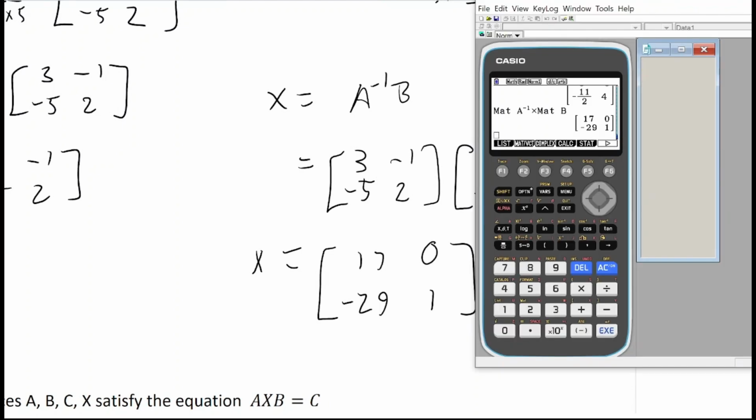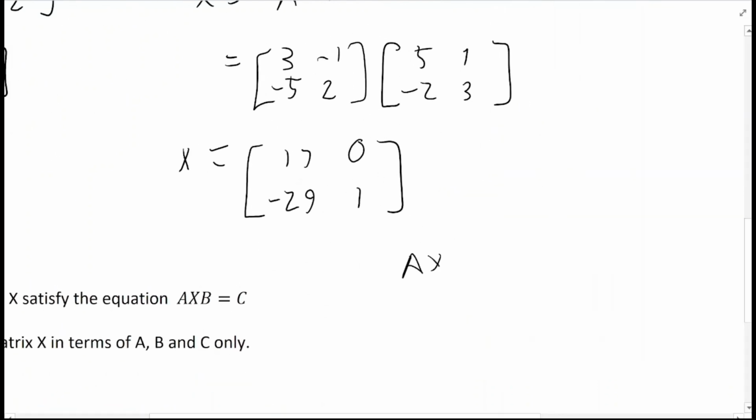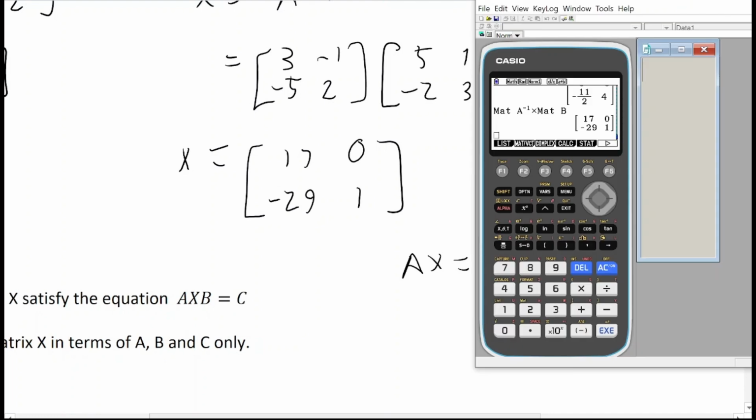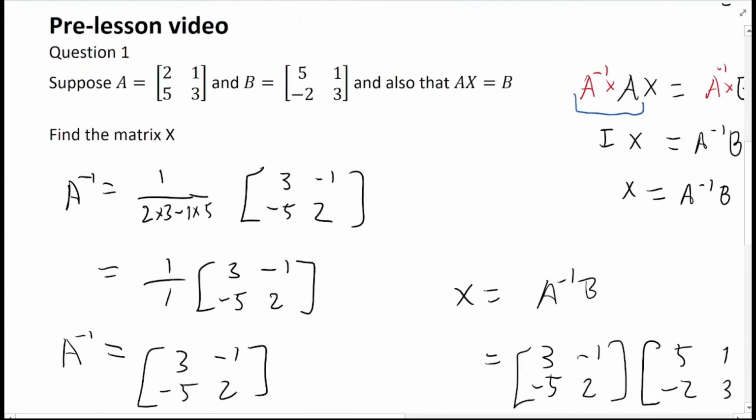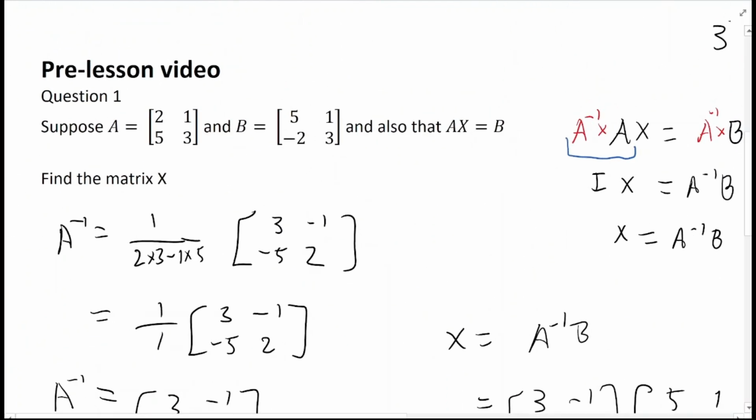But in theory, what I should be able to do is do A times X, and it should give me B. So let's check if that works. So I'm going to put this X matrix in, but I'll just put it in the C spot. So that matrix is going to be 17, 0, -29, and 1, just like that. And I should have the shift matrix alpha A times shift matrix alpha C, which is our X matrix, should give me B, 5, 1, -2, 3, which it indeed does. So we know we're right here.